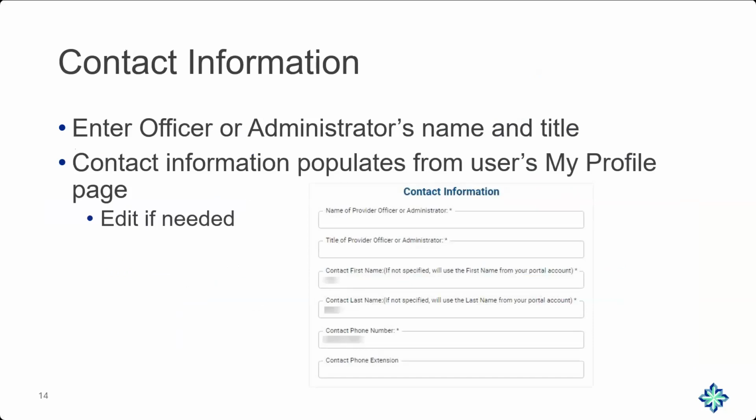Next, you're going to enter the name and title of your provider's officer or administrator that's certifying the credit balance report. The contact information that you see under that, and we have it blurred out to redact information that may have been PHI or PII there, it's going to populate with what's on your My Profile page. So if this should be someone else, then you can change it at that time and enter the correct information for the contact in the appropriate fields there.